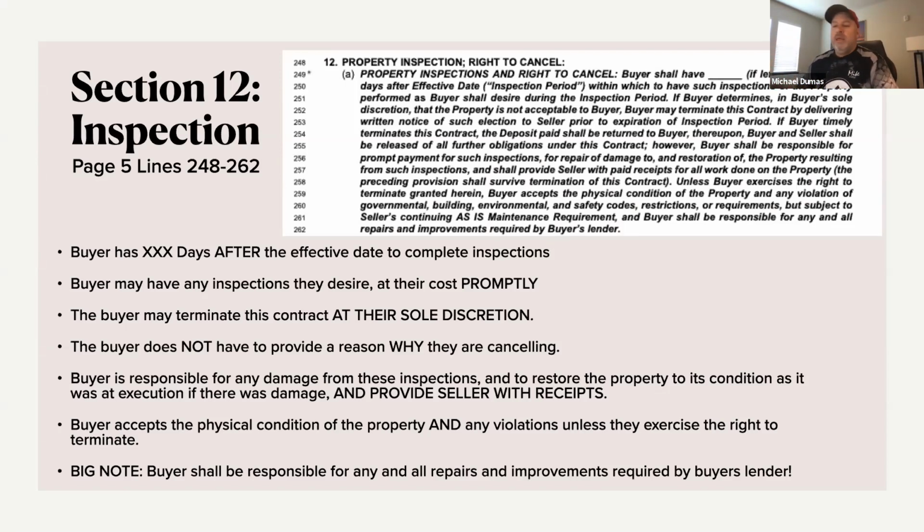Okay? The buyer can have any inspections they desire during this time: roof, home inspection, termite, radon, mold, lead-based paint, HVAC, electrical, plumbing, whatever they want, okay? However, and it states very clearly in here that they have to pay for it promptly. It's on line 255 and 256. Buyers shall be responsible for prompt payments for such inspections. Again, the word prompt, now second time it's been used.